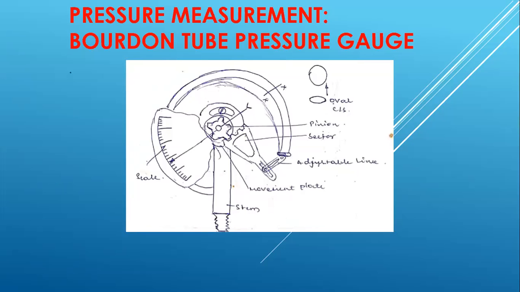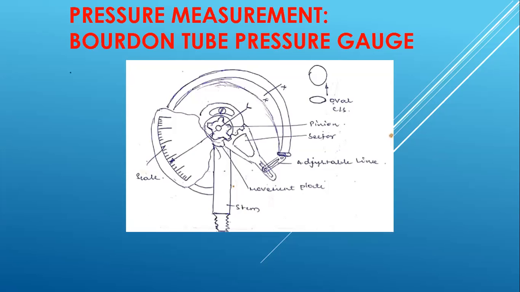Before starting this, all of you have seen, in the puncture shop or in our mechanical lab, we have air compressors. The air compressor is directly coupled to the air container or air tank, on which you have a pressure gauge. The pressure gauge indicates the pressure in kg per millimeter square or kg per centimeter square.